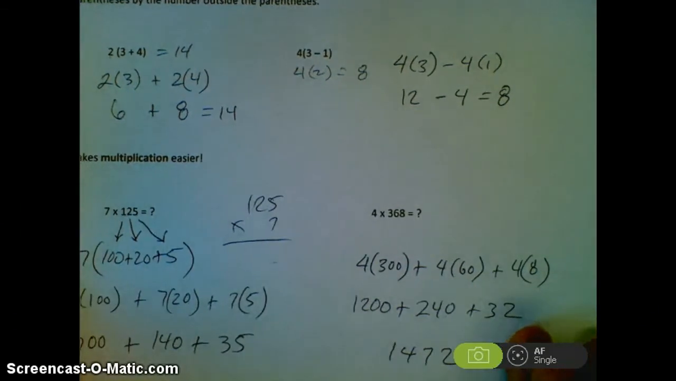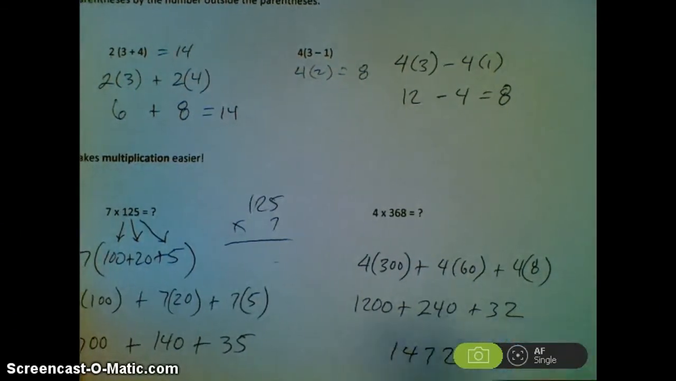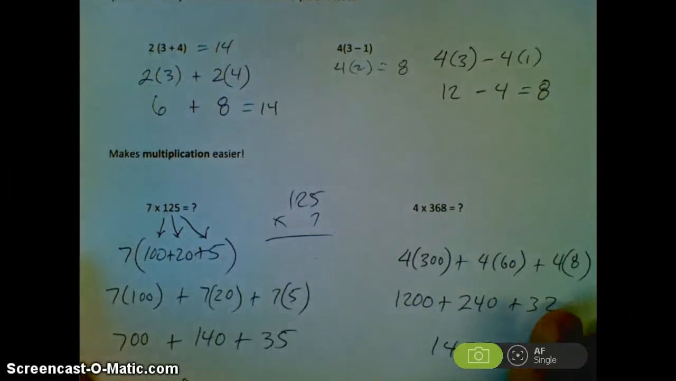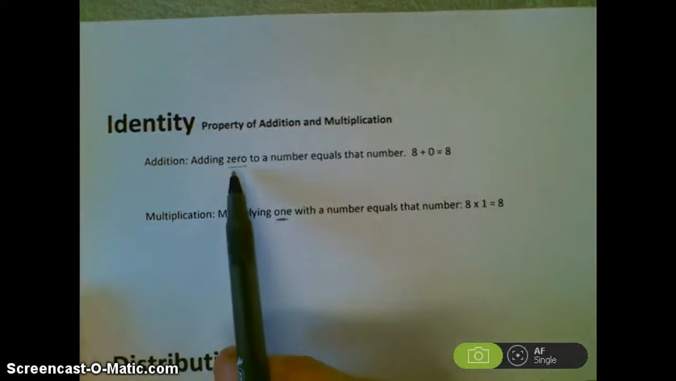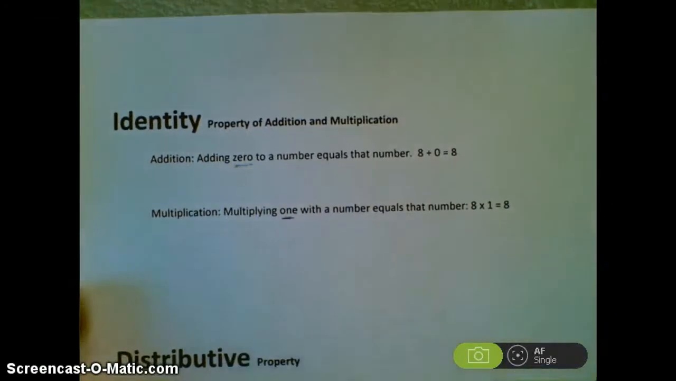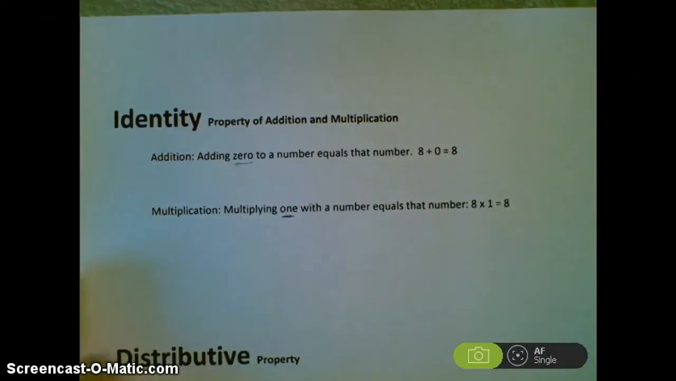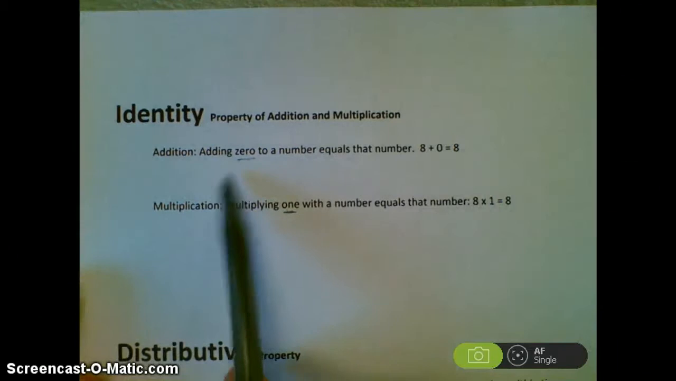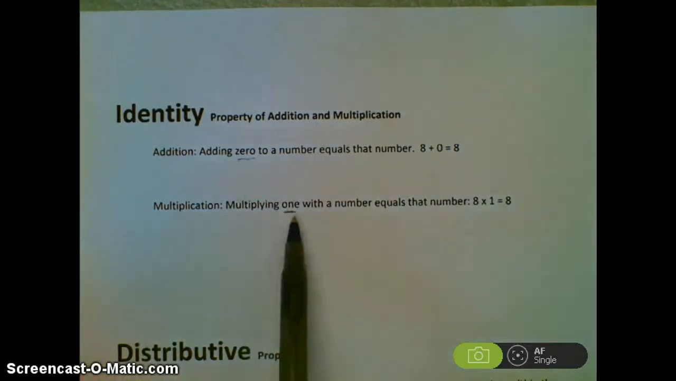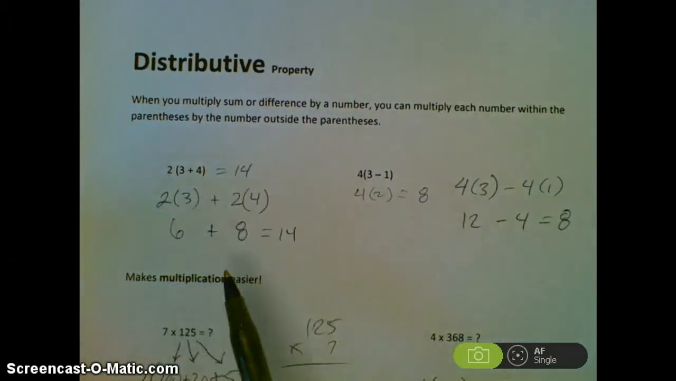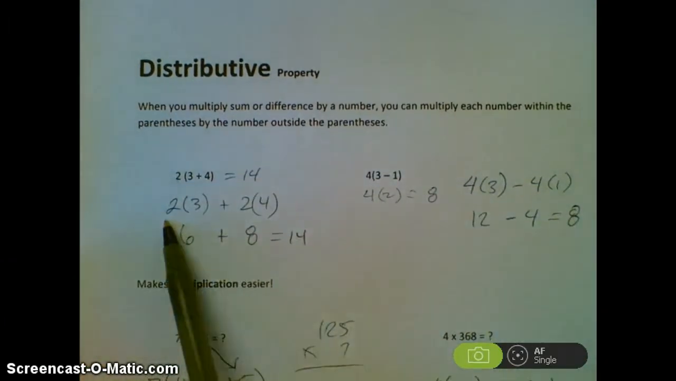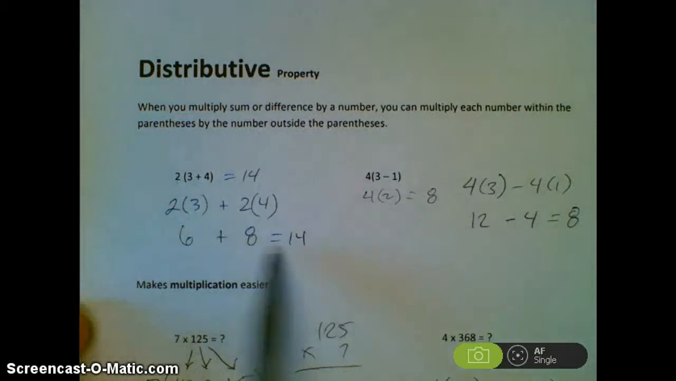On your project, you'll have to show that you understand all of these properties. For example, you'll add 0 to one of your variable expressions, or multiply one of your variable expressions by 1, or multiply one of your variable expressions for your cell phone plans by 2 and show how that 2 would distribute to all the terms.